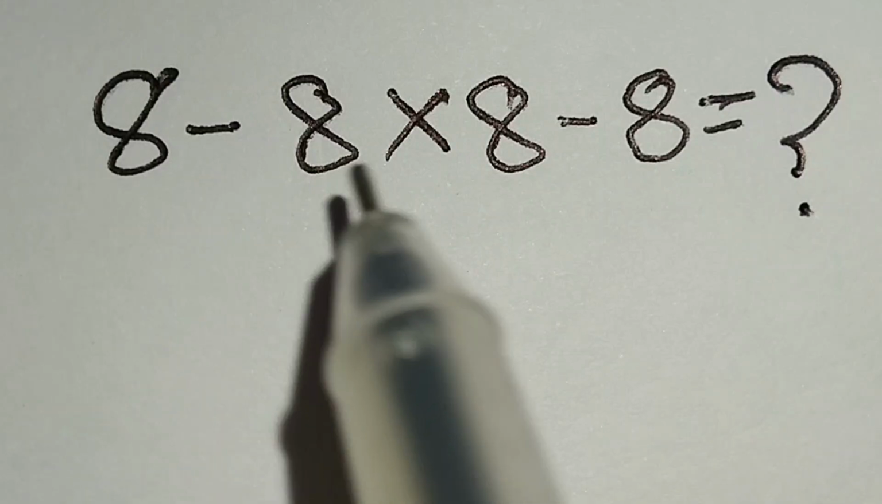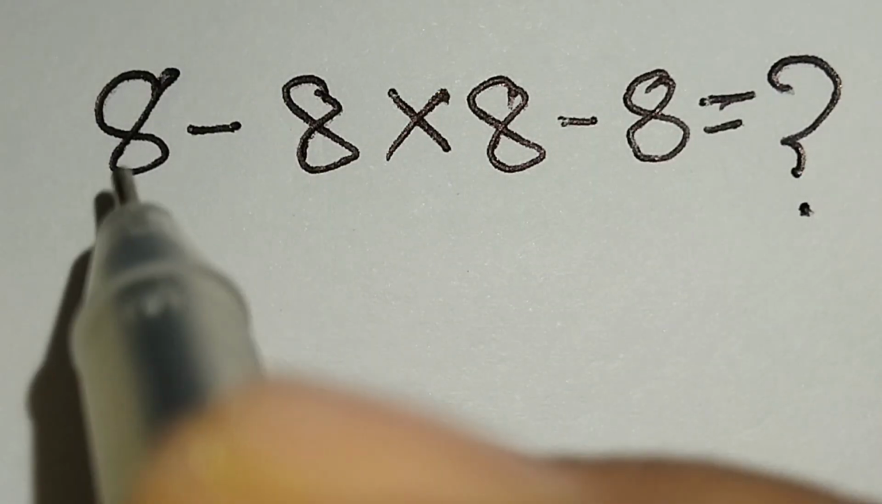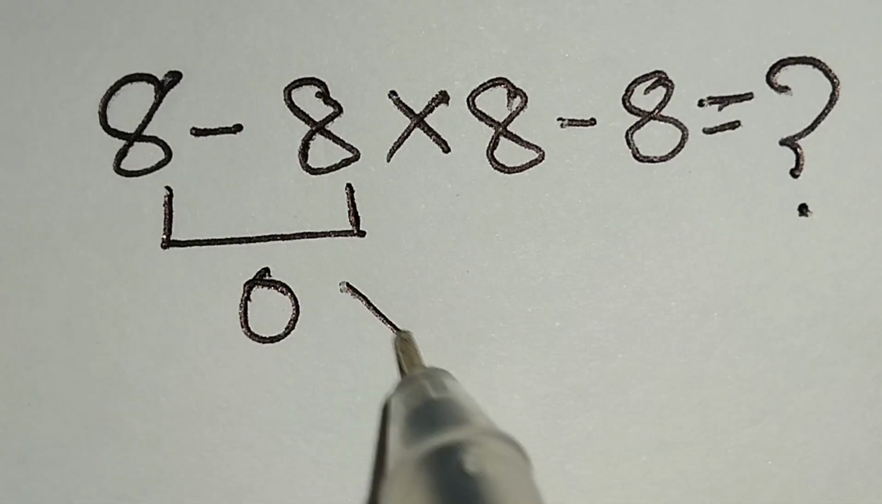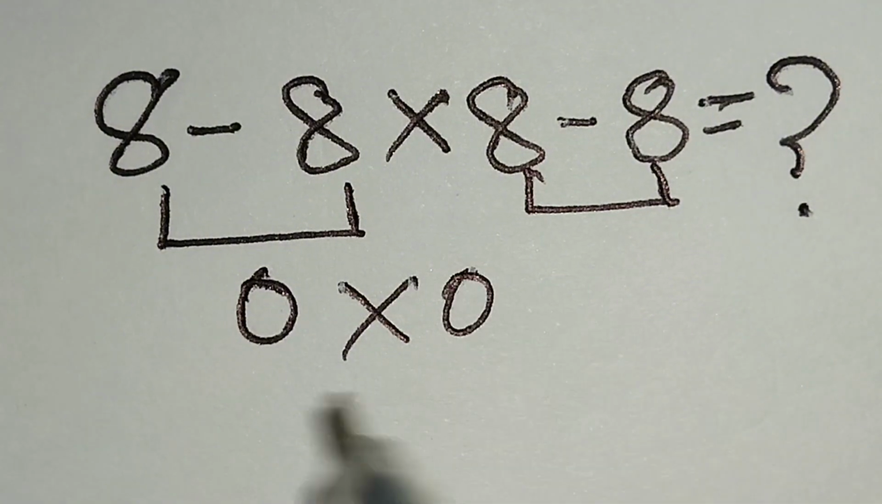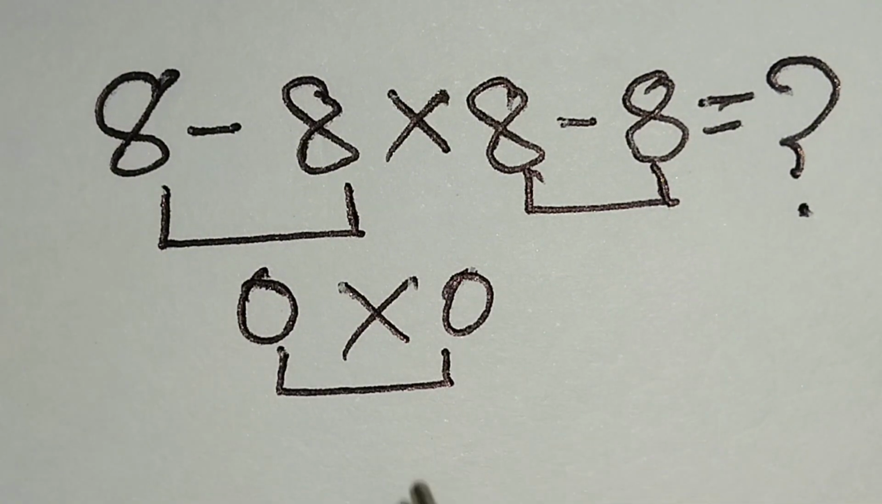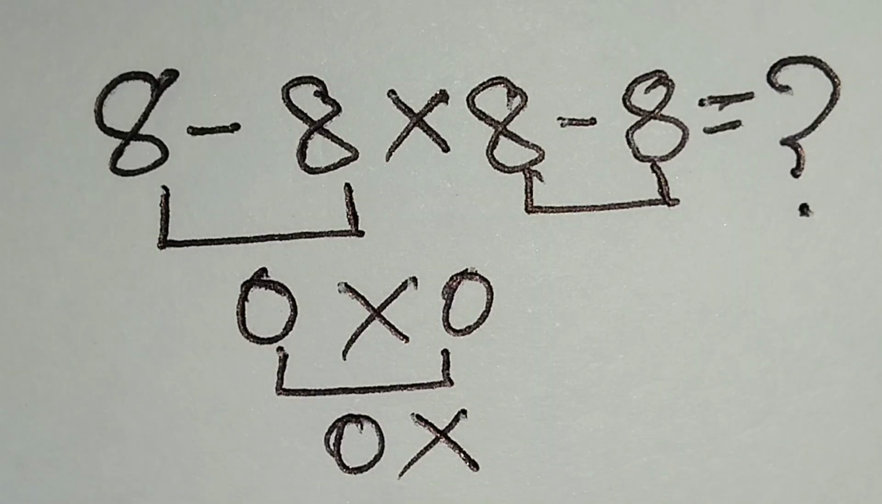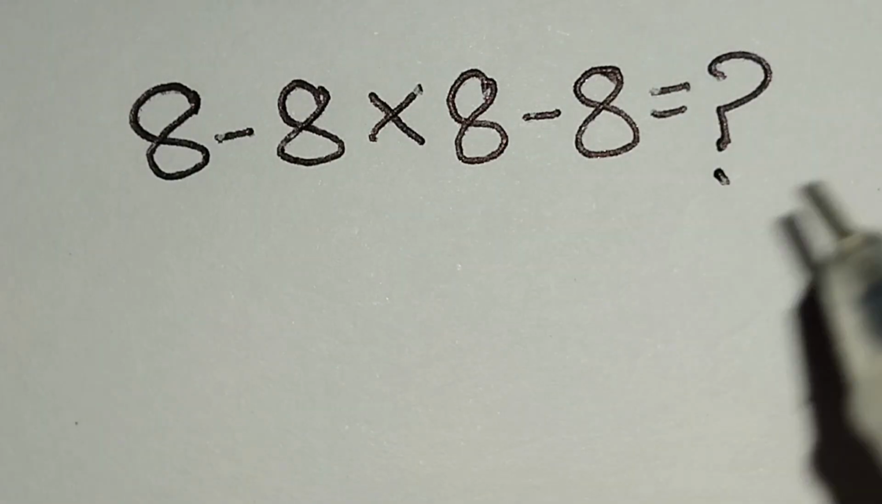8 minus 8 multiply 8 minus 8 equal what? Here 8 minus 8 gives us 0, multiply this 8 minus 8 gives us 0. 0 times 0 gives us 0, but this answer is not correct. Now I will apply PEMDAS rule to solve this math correctly.